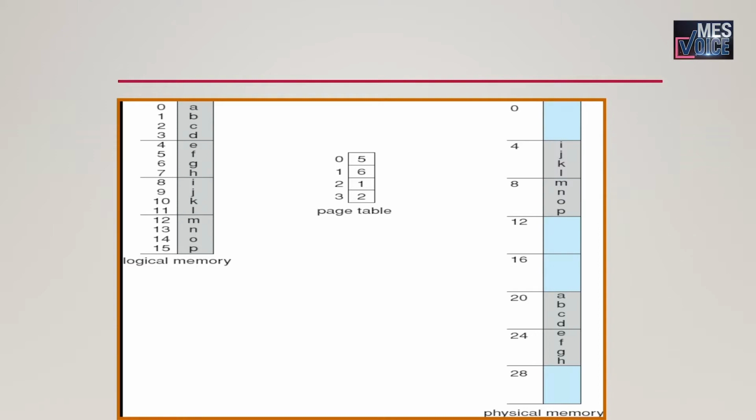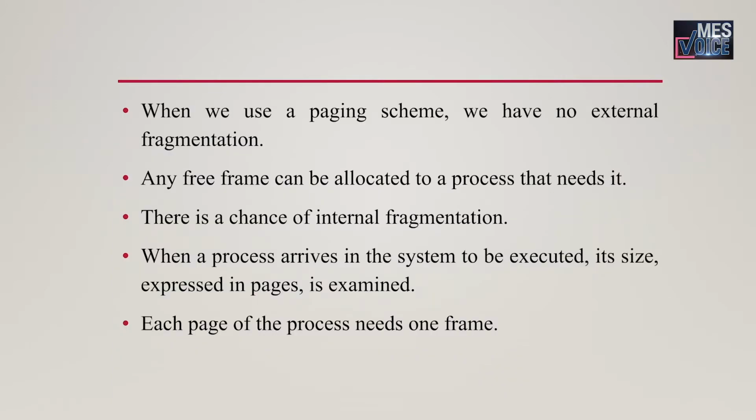So, in this way we can represent different processes in the physical memory. This is a well defined example for paging. When we use a paging scheme, we have no external fragmentation. As I told you in the beginning, external fragmentation occurs when the memory space is scattered among the physical addresses. So, any free frame can be allocated to a process that needs it.